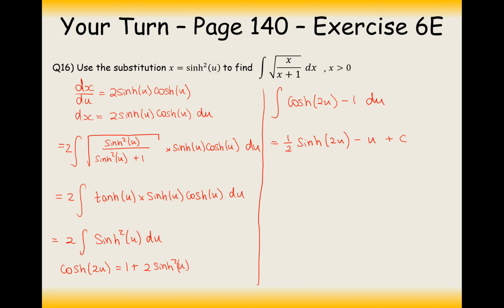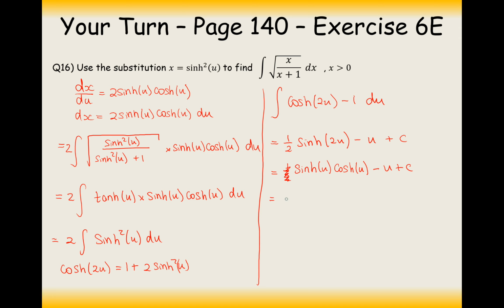Right, okay, that's only half of the story, because what we now need to do is write this back in terms of x. So it's going to be 1 over 2, but if we're using the sinh double angle formula, that half is going to cancel out because it will be a 2. So it's going to be sinh u cosh u minus u plus c.